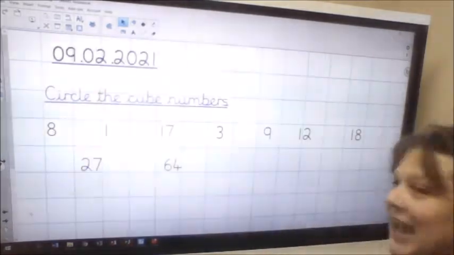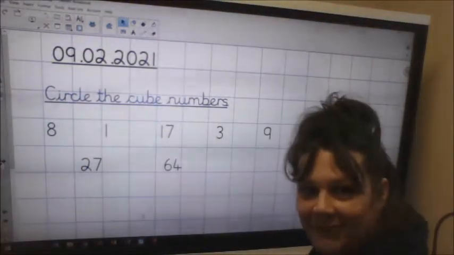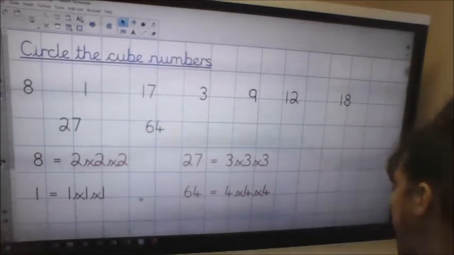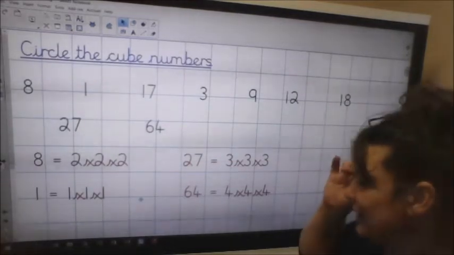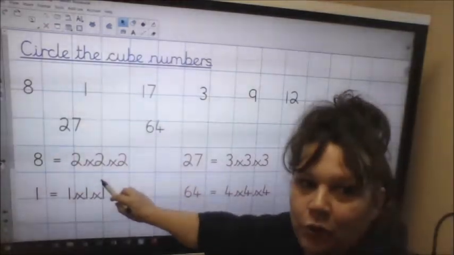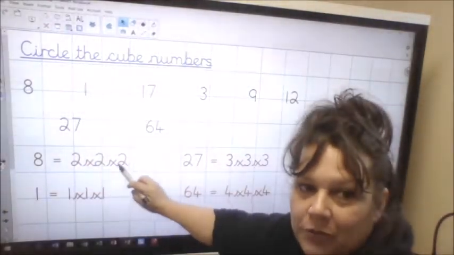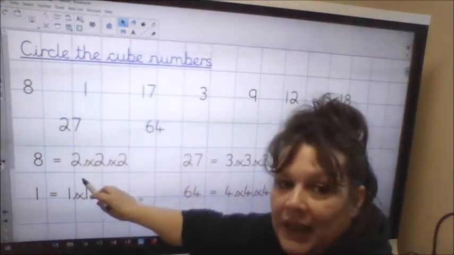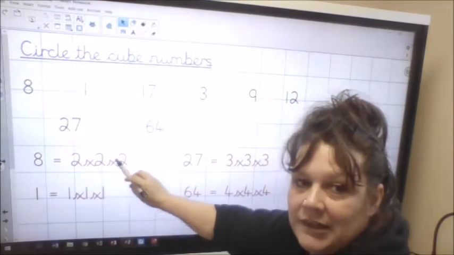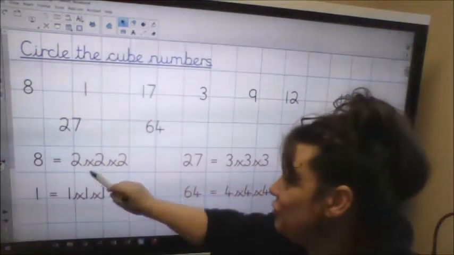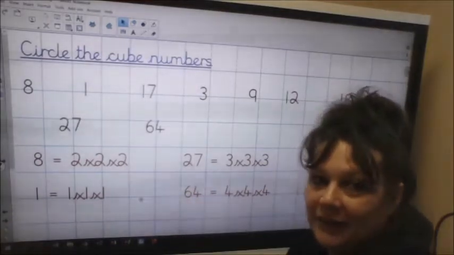Right, let's see how you got on. So, you should have spotted that 8 is a cubed number because 2 times 2 is 4, and 4 times 2 is 8. Okay, so we've got a cube number is a number times itself times itself. So 8 is a cube number because 2 times 2 times 2 is 8.